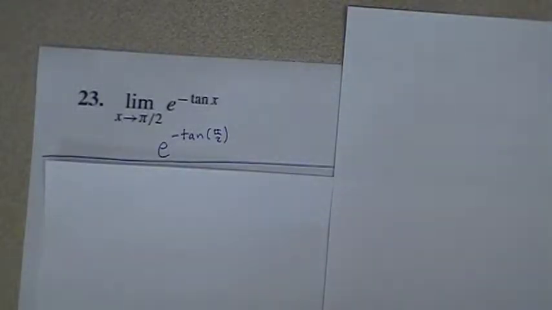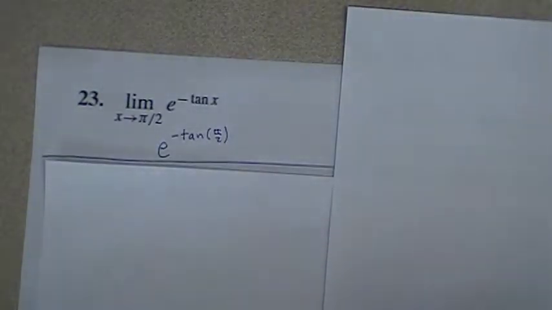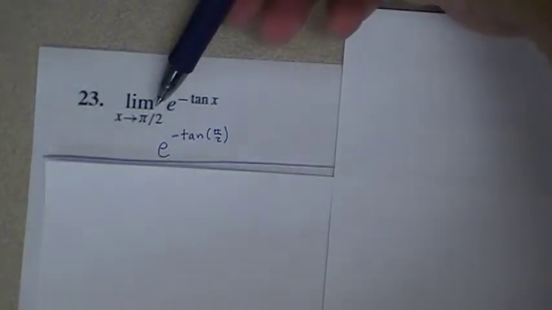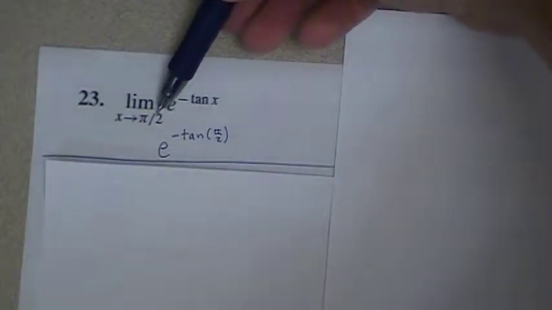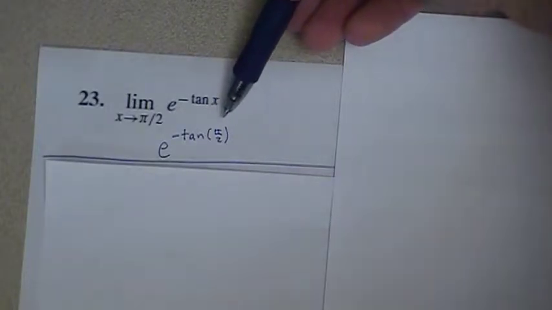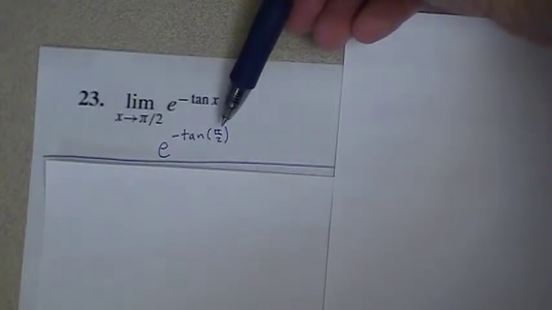Alright, next problem we'll spend a couple minutes discussing is number 23 from section 1.5. In this problem we want to check the limit as x goes to pi by 2 of the function e to the negative tangent of x. Now, as always, take this value x is approaching, put it in place of the x, see if you get an answer that you're okay with. So we have e to the negative tangent of pi over 2.